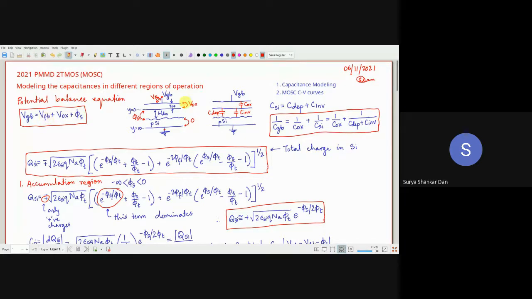The second drop will be the drop inside the oxide. Remember, this VOX has got nothing to do with the interface trap charges. Please note that. So in the oxide, you are going to have two different kinds of charges. One is a detrimental one, which is bad. The other one is good, in the sense that it has to happen.